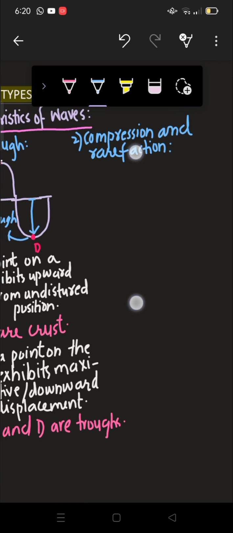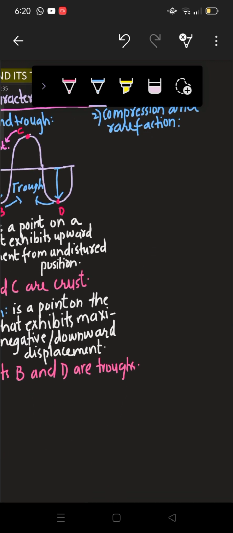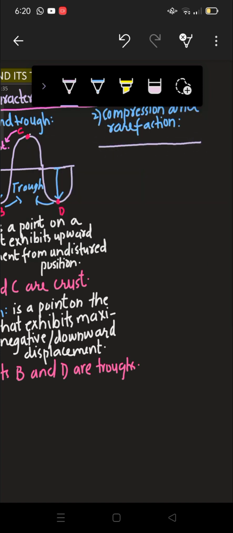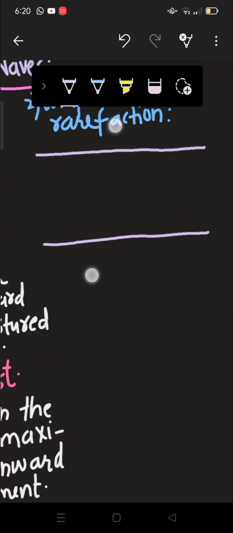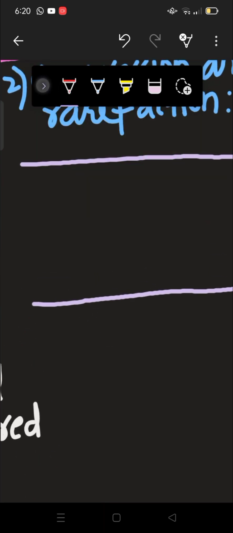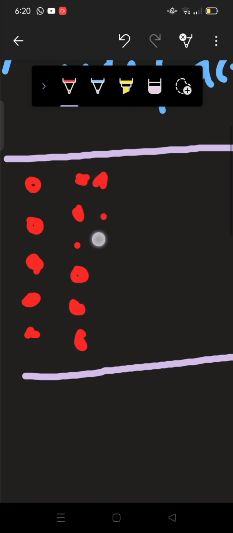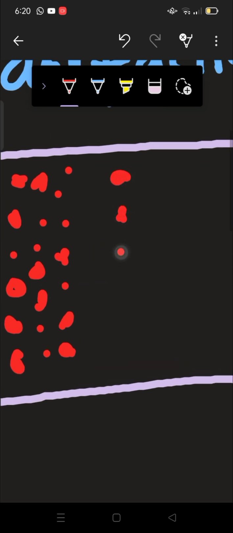So let me make the diagram first, so that it can be easy for me to explain to you guys. Here I'll make the dots. Here we have dot, dot, dot. Wait, let me complete this diagram first, then I'll tell you what I am making basically.